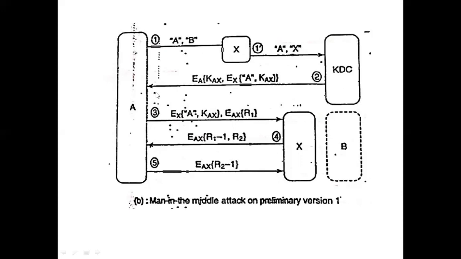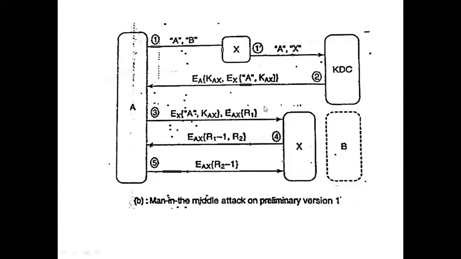Now X intercepts message 3. Here message 3 is intercepted by X, that is an intruder or an attacker. He decrypts the ticket using the long-term secret he shares with the KDC. So he obtains the session key K of AX. Whatever has been sent by the KDC will now be known to X. Message 3 also contains A's challenge R1.